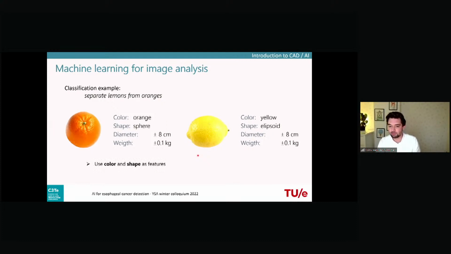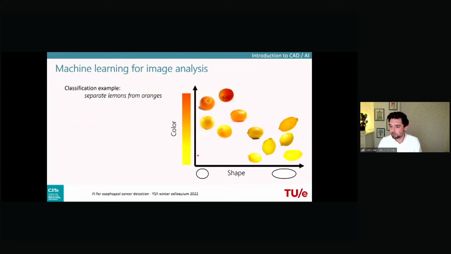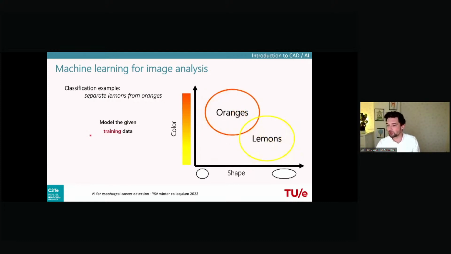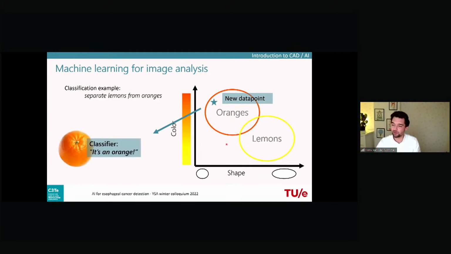In this case, you would say we're going to use color and shape because they're the ones that are actually distinctive here. So if you would plot these two different aspects, you see that you get a graph where the oranges are mostly in the left top corner and the lemons are mostly in the bottom right corner, right? So this is our training data, and we can model this training data by these two circles. Now we say, okay, mostly the oranges are here on the top left and the lemons are here on the bottom right. So if we now get a new sample, then we can say, okay, it's in the vicinity of most oranges in my training data, so probably this is also an orange. And this is basically what the whole of machine learning, especially classification, boils down to.